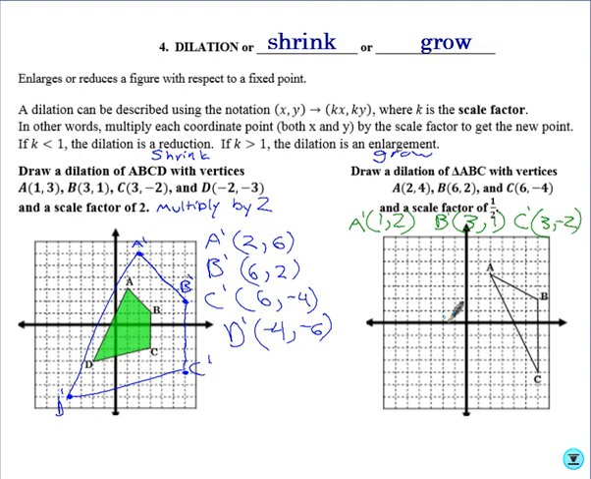Let's go ahead and plot those points. A prime is at (1, 2). B prime is at (3, 1). Whoops, let me correct that. And then C prime would be at (3, negative 2). So if you look, our triangle got much smaller. All right, that is it for dilations.